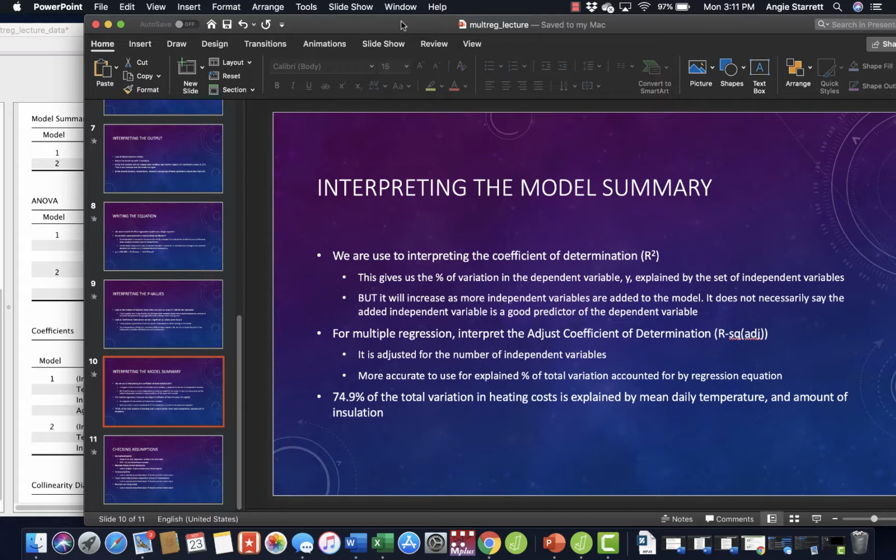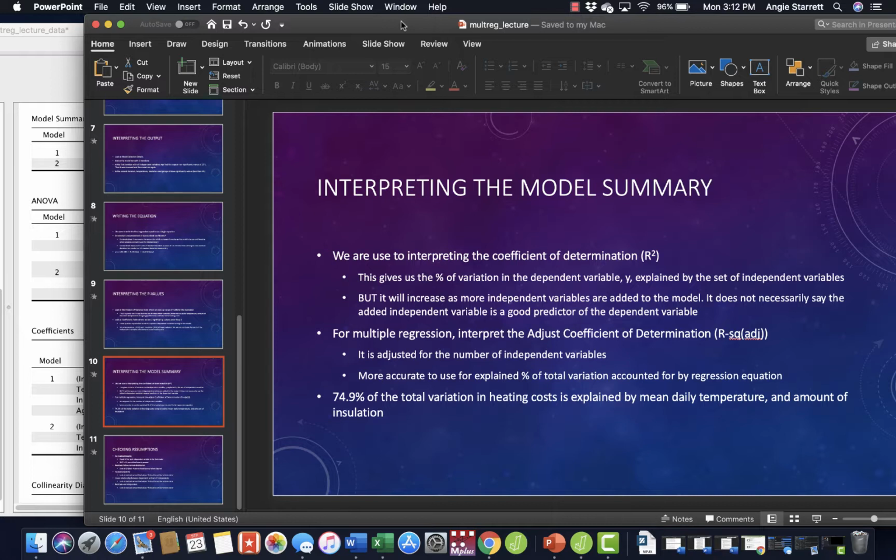All right, so we talked a little bit about the coefficient of determination with simple regression, and we're going to stick with it again because it's so good at explaining what percent of the variation in our y is explained by our x's. So again, this gives us the percent of variation in the dependent variable explained by the set of independent variables. But there's a problem, and that is that r squared will continue to increase as we add more x's. It doesn't necessarily say that those added x's are good predictors of our y. So r squared just keeps going up.